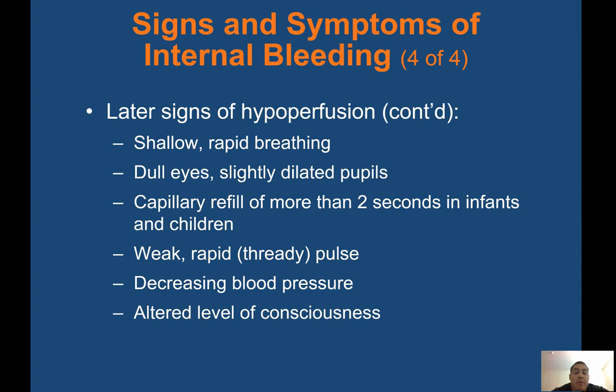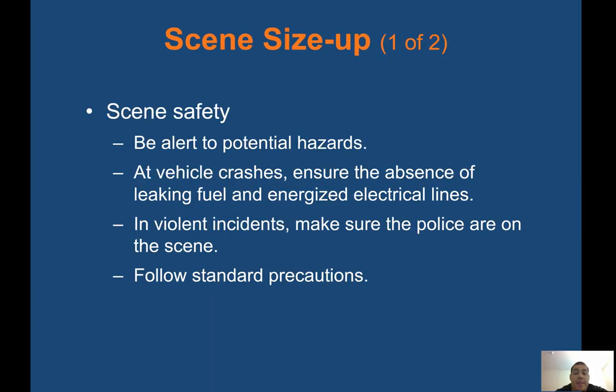Later signs of hypoperfusion: shallow, rapid breathing, dull eyes, slightly dilated pupils, capillary refill of more than 2 seconds in infants and children. And so that's going to be a delayed response. So what is it adults should have? It's going to be less than 4. For adult females, it's going to be less than 3. Also, weak, rapid, thready pulse, decreasing blood pressure, altered level of consciousness or ALOC.